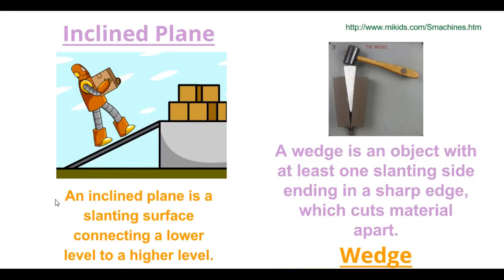Okay, now let's talk about the wedge. The wedge is an object with at least one slanting side ending in a sharp edge which cuts materials apart. So if you look over here, we're just going to pretend like this is a whole piece, and then the wedge is put in right here, and then it's hit with the mallet, and then because of the slant right here of the wedge, it separates these two pieces.